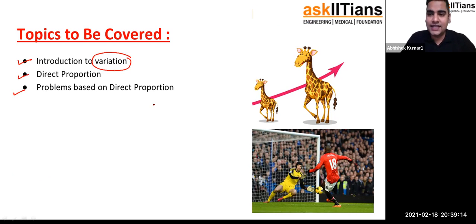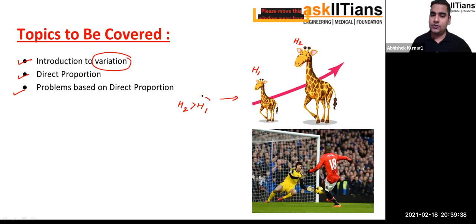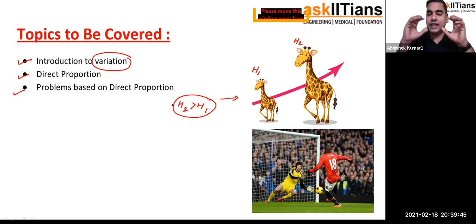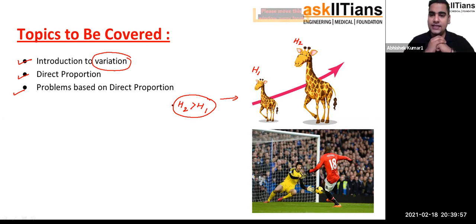So let us understand the meaning of direct proportion. I hope you can see these 2 giraffes here. I'm going to denote the height of this giraffe by H1 and the height of the second giraffe by H2. Then it is very clear that H2 is greater than H1, right? Can we say that the height of the giraffe depends upon the age of the giraffe? The height of the giraffe increases with the age.